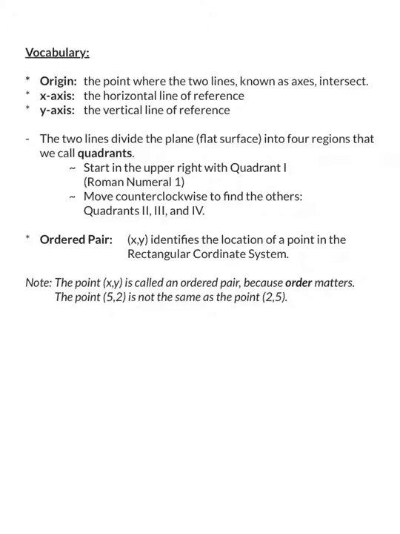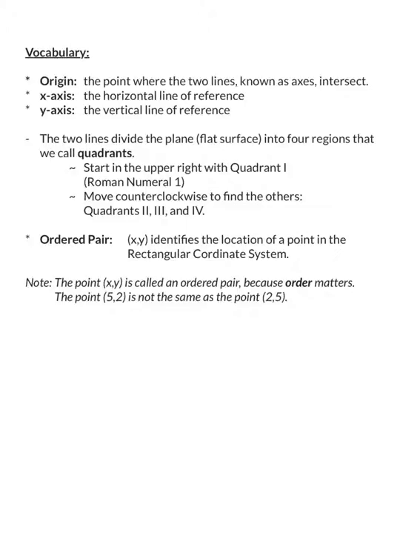These two lines divide the plane, or the flat surface, into four regions that we call quadrants. Starting in the upper right with quadrant 1, or Roman numeral 1, and from there we move counterclockwise to find the others. Quadrant 2 will be in the upper left, quadrant 3 will be in the lower left, and quadrant 4 will be in the lower right.